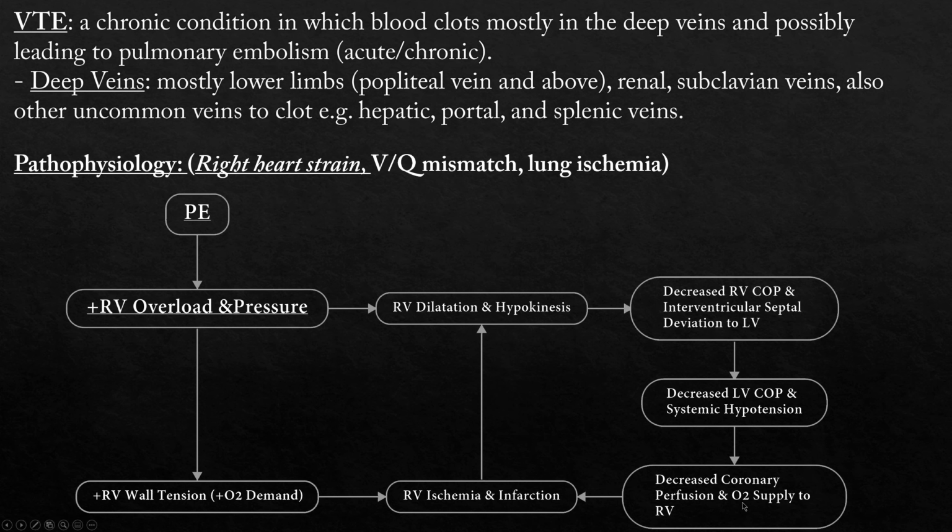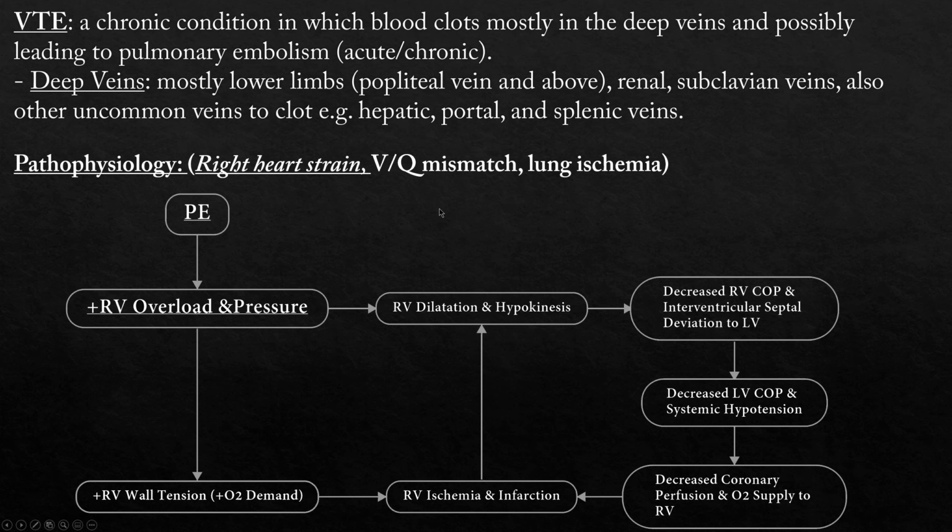And then there is a decreased oxygen supply to the right ventricle. Now, this pressure and overload can also lead to increased wall tension, which would increase the oxygen demand. Now, increased oxygen demand and decreased oxygen supply, that's a right heart ischemia, which can also lead to infarction. And this ischemia and infarction can lead to or potentiate the right ventricular dilatation and induce this kind of vicious cycle.